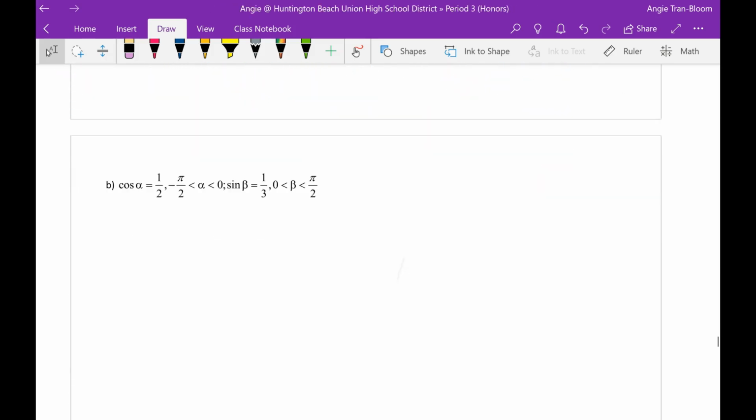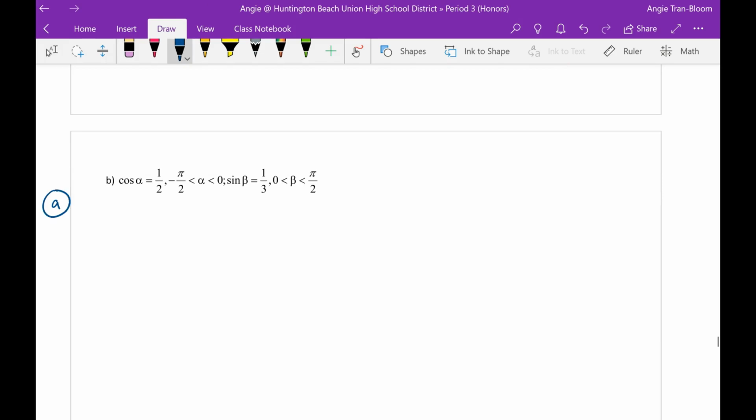So why don't you do me a favor? I'm going to sketch out the triangle with you, and then I'm going to have you try 1i and 2i on your own, okay? So B says cosine of alpha is 1/2. Now, Lucian, what quadrant is the angle alpha in? You are correct. It is in quad 4. Okay, quad 4. So we are going to draw out that triangle, label the parts.